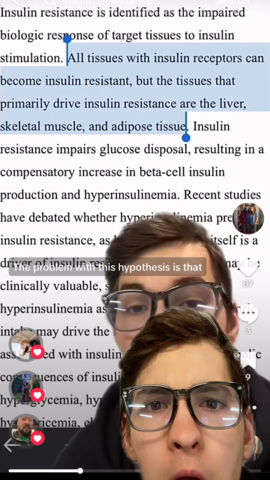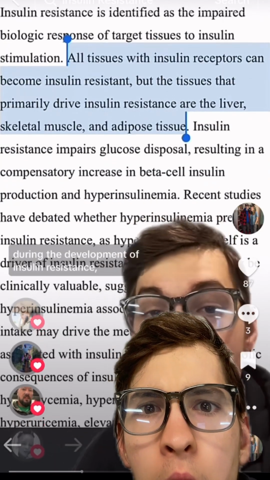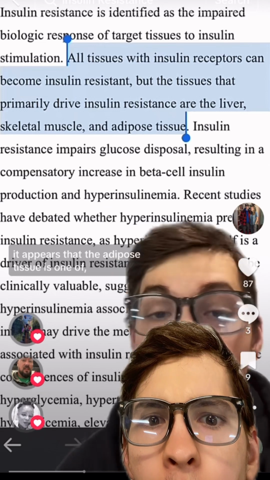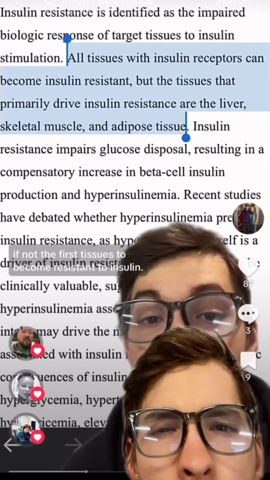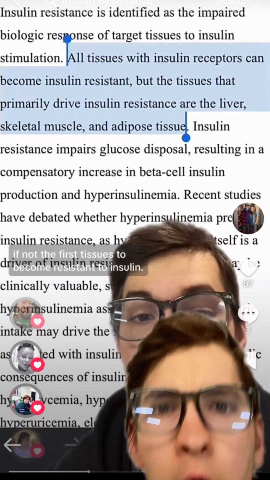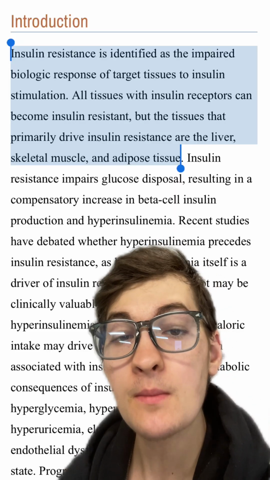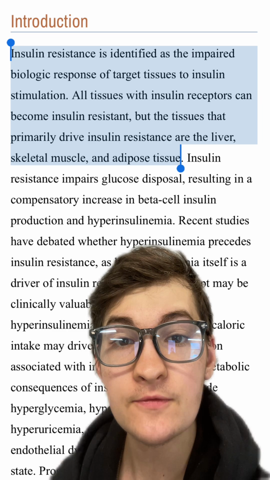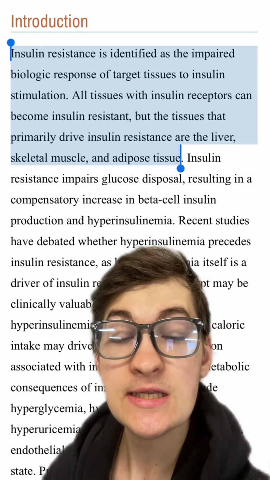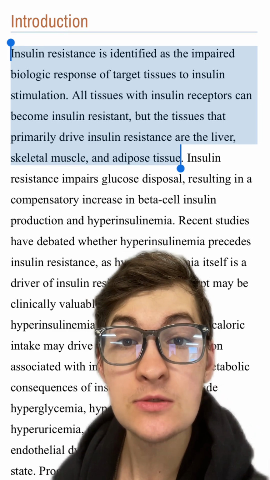The problem with this hypothesis is that during the development of insulin resistance, it appears that the adipose tissue is one of, if not the first tissues to become resistant to insulin. All tissues with insulin receptors can become more or less insulin sensitive. Tissues that are less insulin sensitive are characterized as being more insulin resistant.